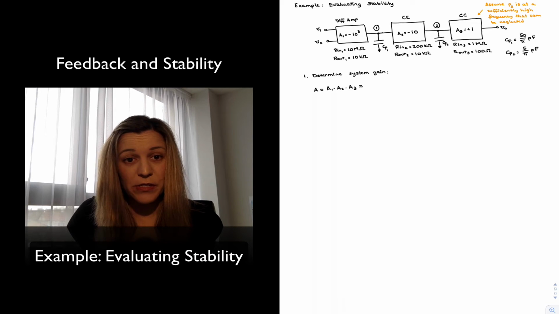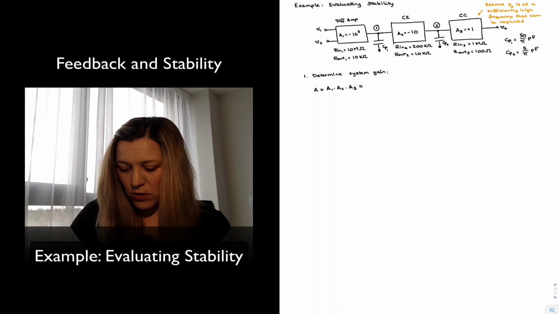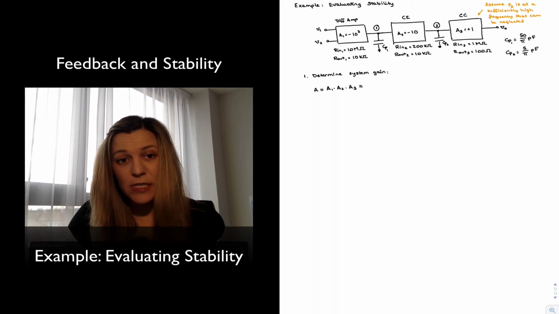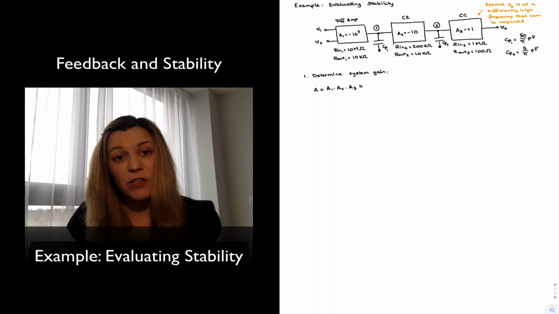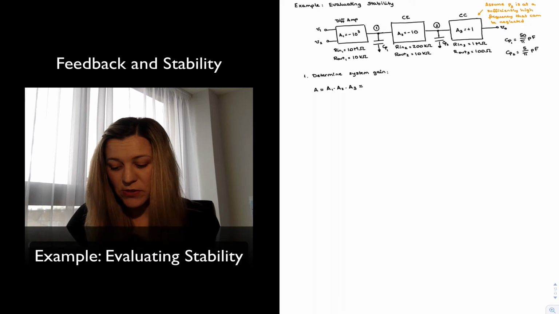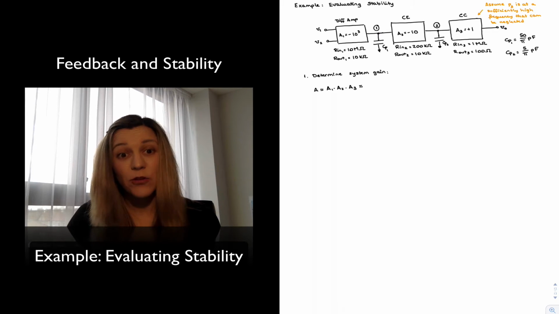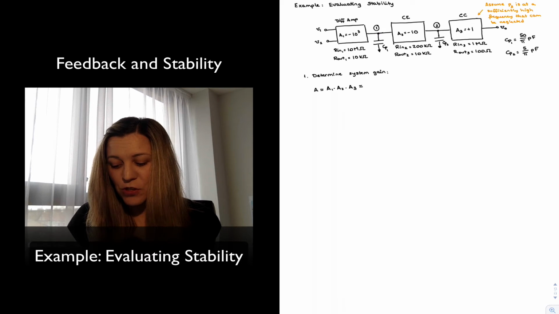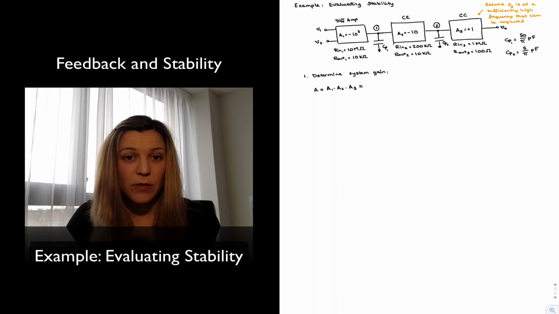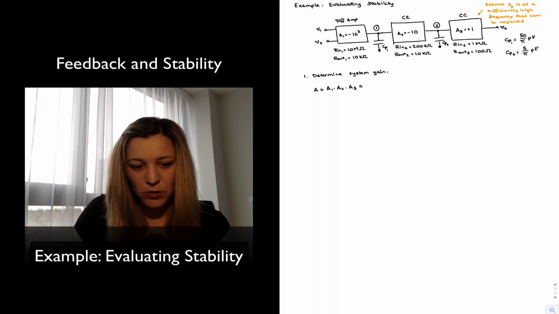The relationship is such that the loading factors will be very close to 1. In other words, the input resistance of a subsequent stage is much larger than the output resistance of the previous stage. We can see that, for example, at node 1, where R out of stage 1 is 10 kilo ohms, R in of stage 2 is 200 kilo ohms, so 20 times larger. And the same thing happens at interface 2, where R out for the common emitter stage is 10 kilo ohms, and R in for the following stage is 1 mega ohm. So the amount of loading is going to be negligible in this case.